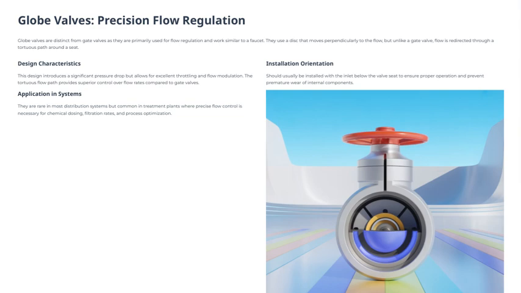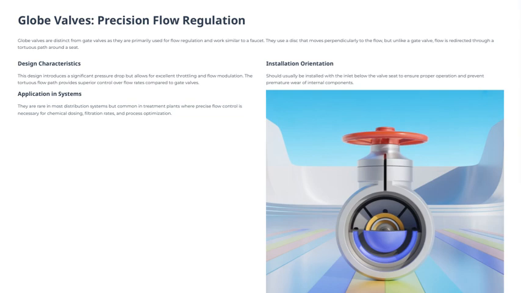That's because these settings often require precise flow control, whether it's for chemical dosing, filtration rates, or optimizing various processes. Speaking of design, one of the key features of globe valves is the significant pressure drop they introduce. But this is actually a good thing because it allows for excellent throttling and flow modulation. The tortuous flow path inside the valve provides superior control over flow rates, especially when compared to gate valves, which don't offer the same level of regulation.